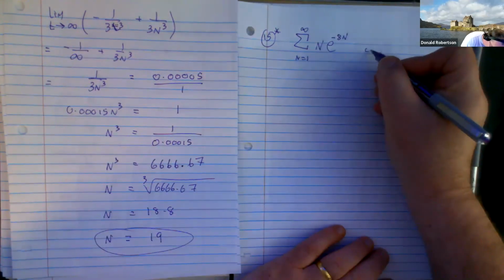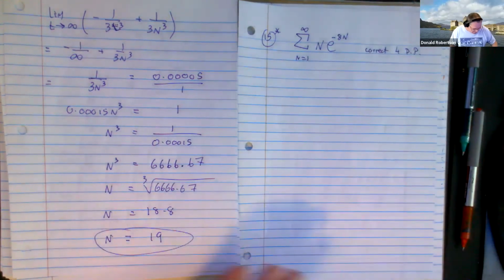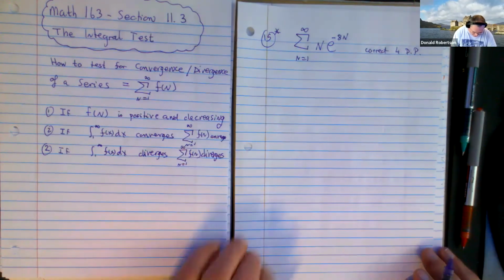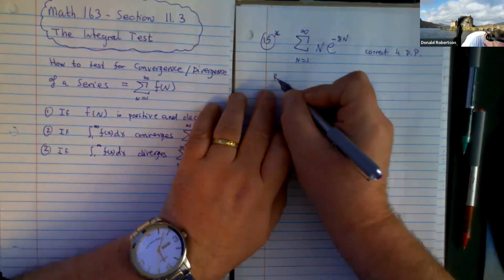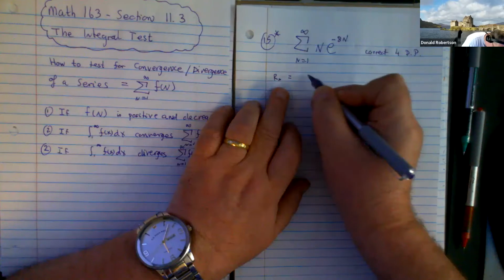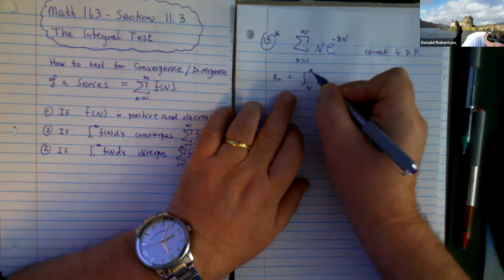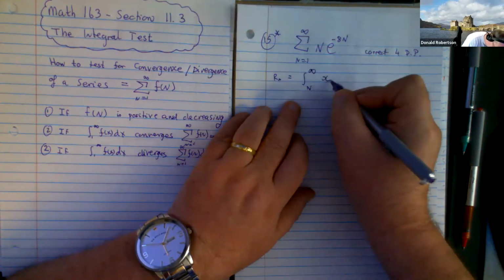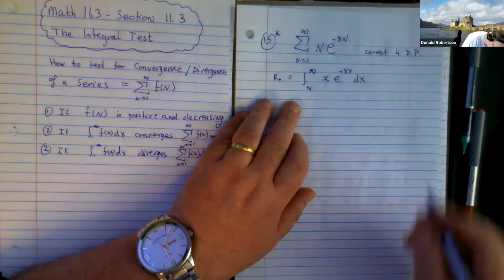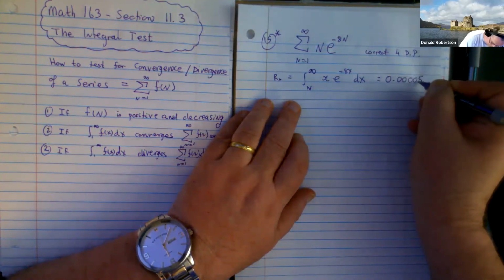And they want it to be correct to 4 decimal places as well. And we don't need to prove that this converges in these questions. We'll assume that they do. So all we need to do is find our Rn guy, and remember to add 1 to it. Or at least round up, will do. So it's going to be the integral from n to infinity of the function x e to the negative 8x dx. And 4 decimal places is 0.0005.